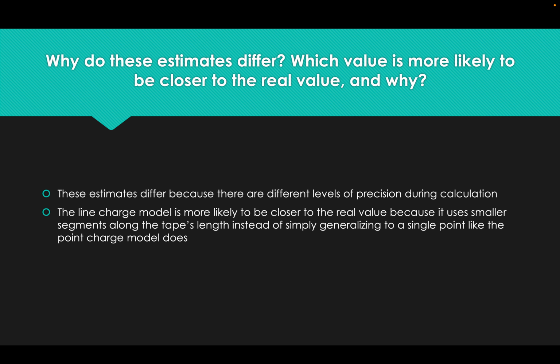Another question. So why do these estimates differ? And which value is more likely to be closer to the real value? And why might this be? Well, these estimates differ because there are innately different levels of precision depending on what model you use. So the line of charge model would be more accurate because it actually takes into consideration the tape's length, unlike the point charge model, which just generalizes to a single point, which is not how it is in real life.